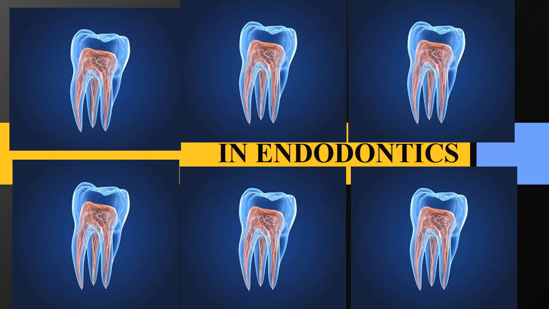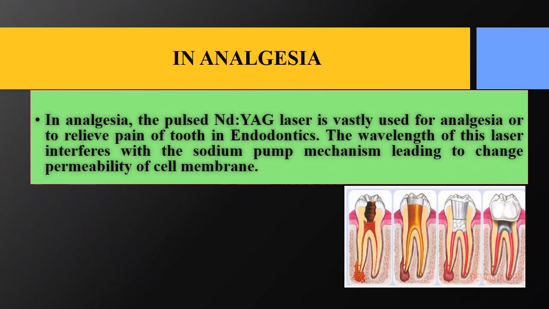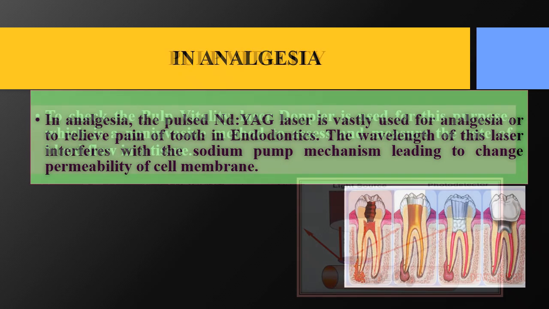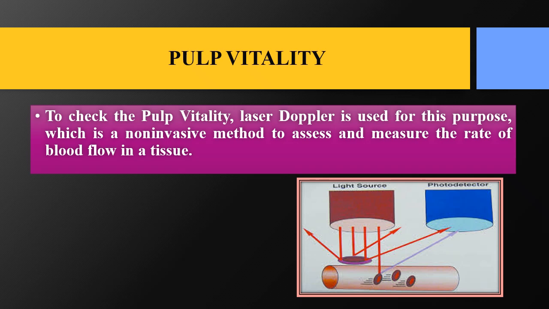So what is the use of laser in endodontics? It is used for analgesia. In analgesia, the Nd:YAG laser, neodymium yttrium aluminum garnet laser, is widely used to relieve tooth pain in endodontics. The wavelength of this laser interferes with the sodium pump mechanism, leading to a change in the permeability of the cell membrane. Laser is used for pulp vitality assessment.